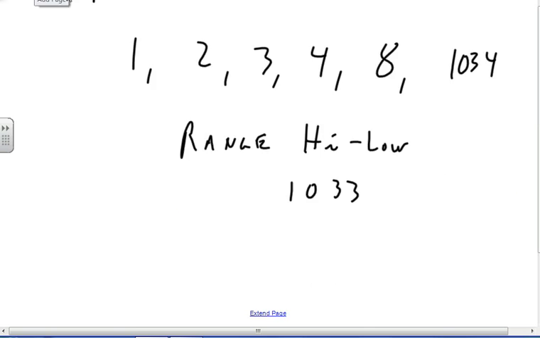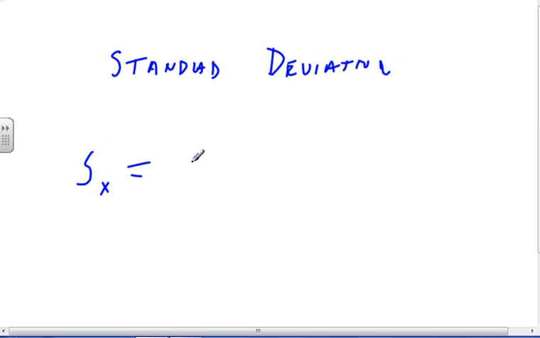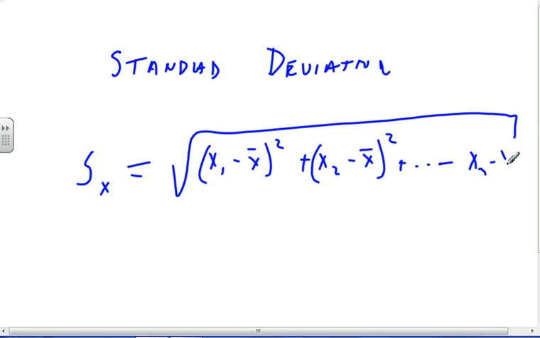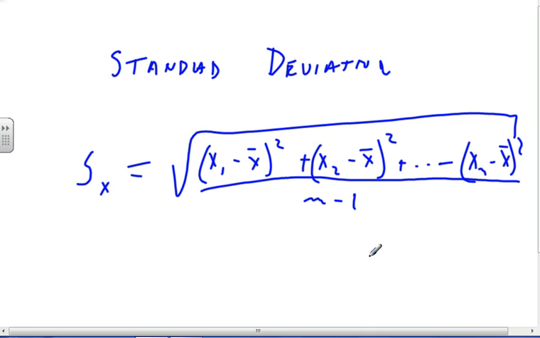The other thing that we have is the standard deviation. S-T-A-N-D-A-R-D, standard deviation. And so the standard deviation is the square root of the data point minus the mean squared plus the data point minus the mean squared plus blah blah blah, as many as there are, the data point minus the mean squared, divided by n minus 1. So that becomes a more interesting calculation. N is the number of data points, minus 1.